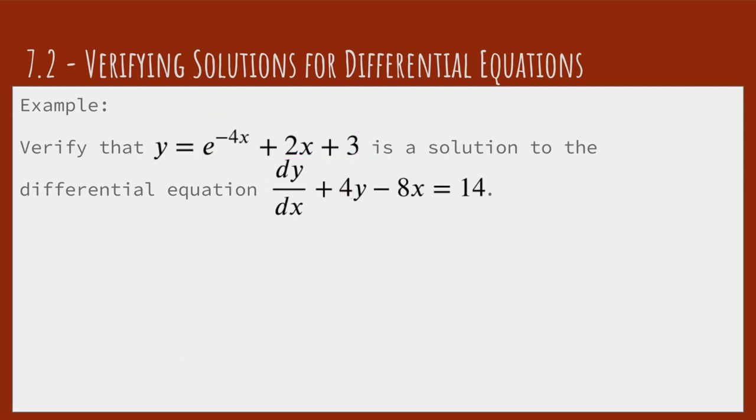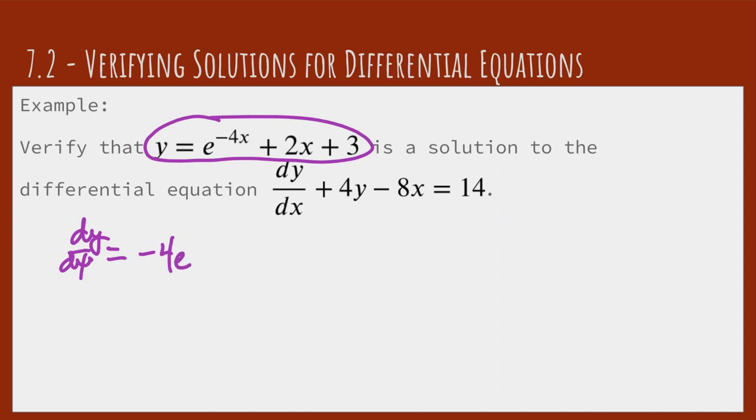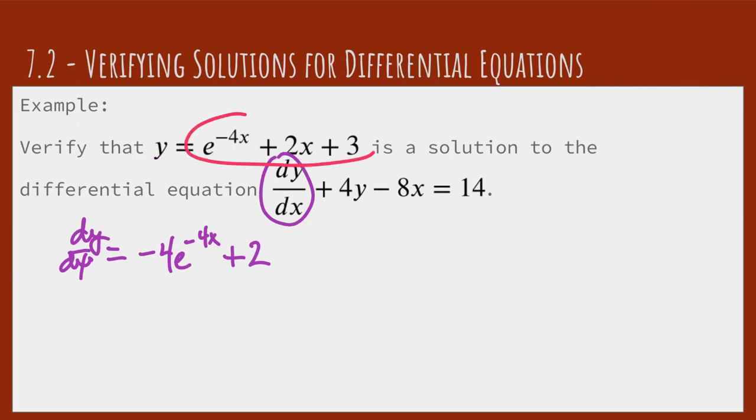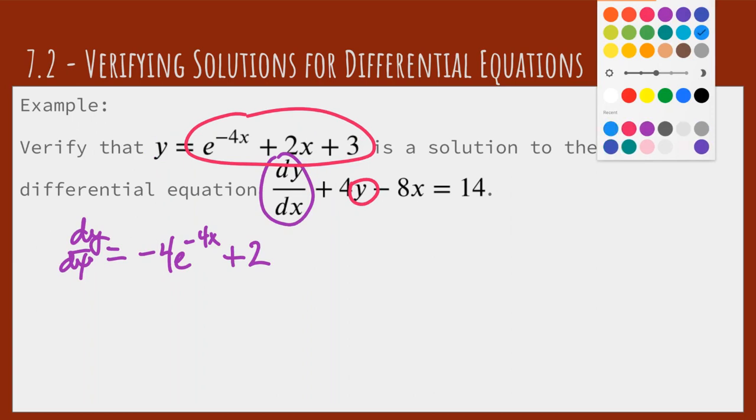All right, so let's start from the beginning here. I'm going to take this function. I'm going to take the derivative. So dy dx is equal to, we've got chain rule on the first term here, so it's going to be negative 4e to the negative 4x, and then derivative of 2x is 2. So that expression I'm going to plug in here for dy dx. The function itself, I'm going to plug in here for y, and I'm just going to rewrite that whole expression.